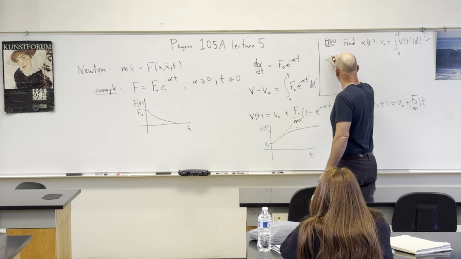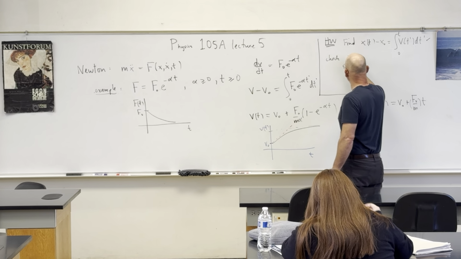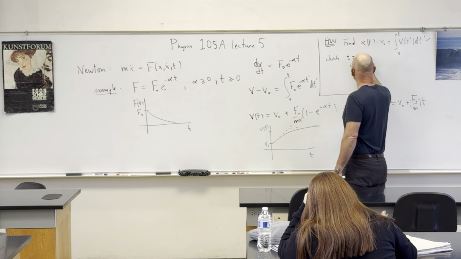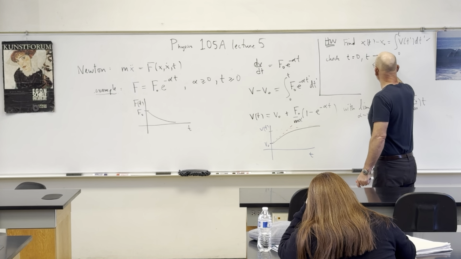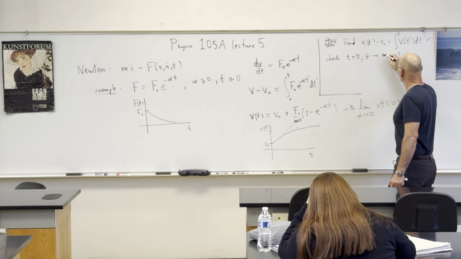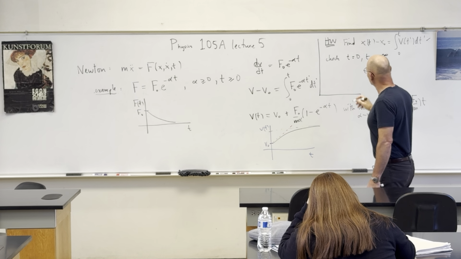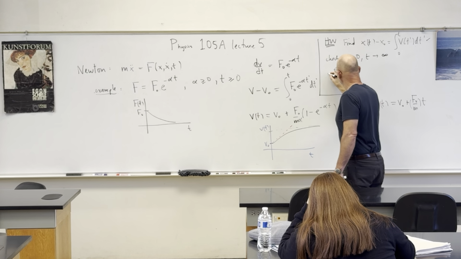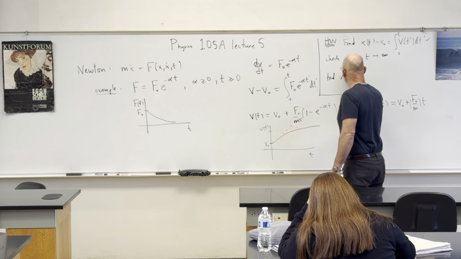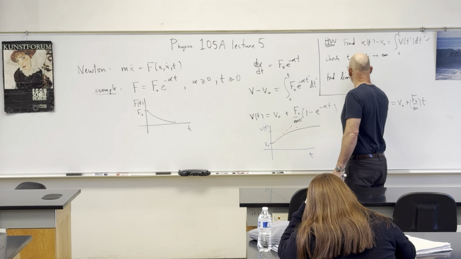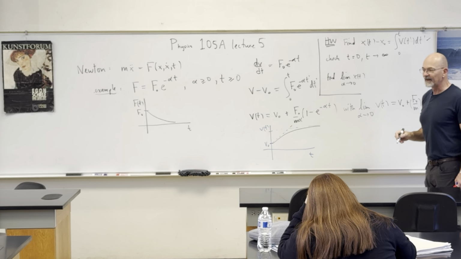So check t equals 0, t goes to infinity, and then also find the limit of x of t as alpha goes to 0. Same thing we did for b.